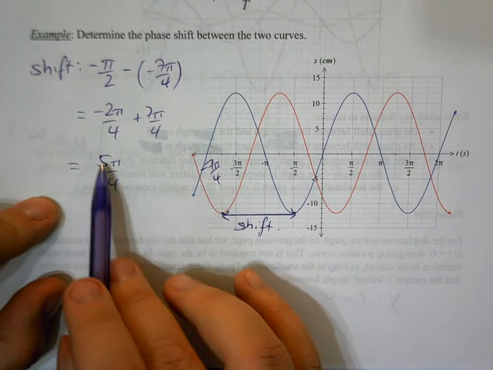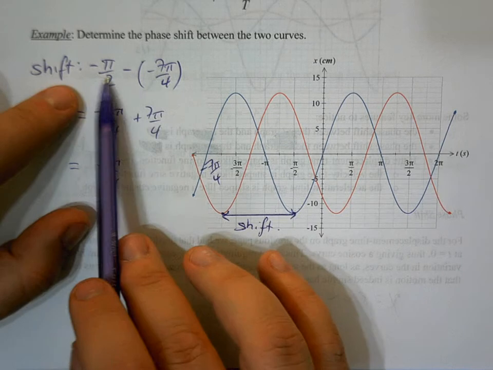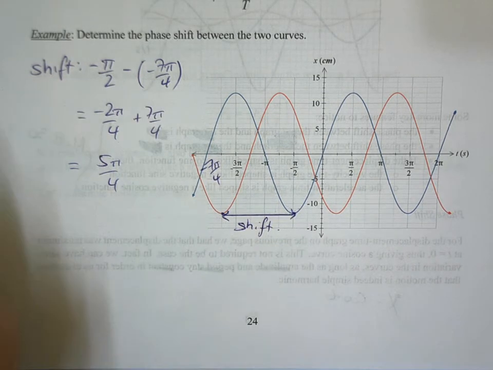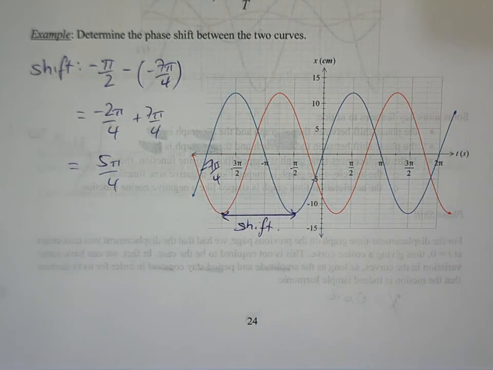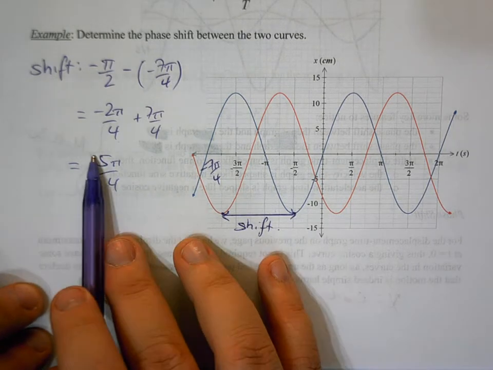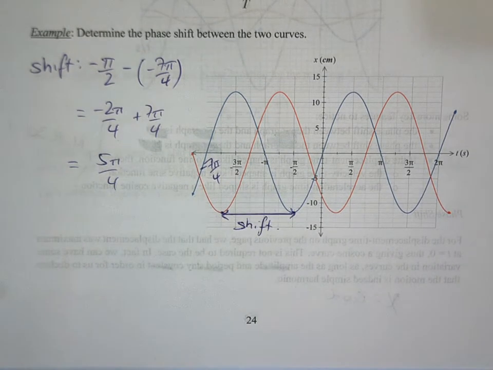If you get negative here, like let's say you did negative 7 pi over 4 minus pi over 2, you'd get negative 5 pi over 4. That's fine. The phase shift can be either plus or minus. It can be plus or minus that shift. It doesn't have to be specifically the positive or negative one, because it's all relative to one another.